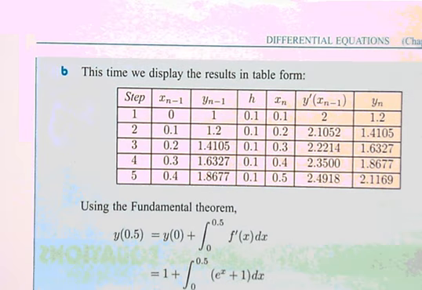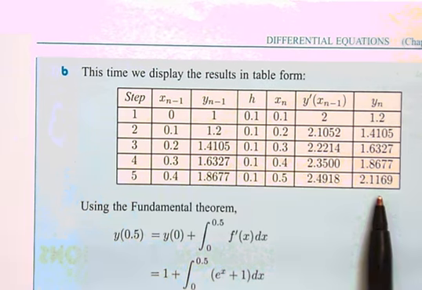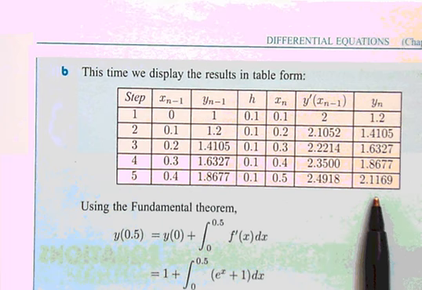So here's the textbook solution, and we can see down here we've got 2.1168, which compares to our value from the calculator of 2.116825.